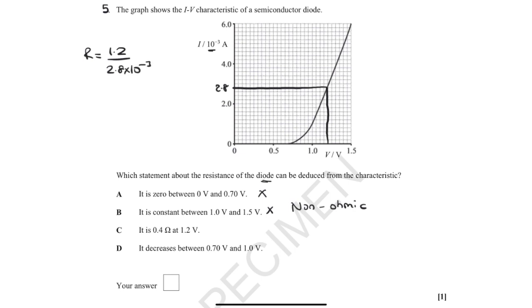Okay, that's going to be a fairly huge number actually. And that is going to give me 1.2 over... Alright, so that gives me a value of 430 ohms rather than 0.4 ohms. So C is definitely out. And D, it decreases between 0.7 volts and 1 volts. Yes, it does. That's how the current increases. So D is the safe answer.